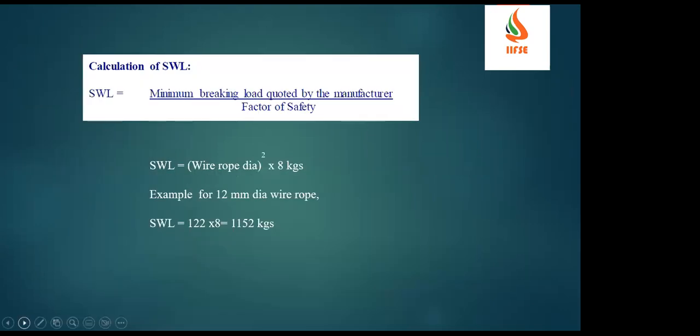Then this is the calculation of SWL for any lifting tools or tackles. You can take the minimum break load quoted by the manufacturer and the factor of safety. The manufacturer will also give this factor of safety along with the lifting tools or machines supplied. If it is a wire rope, you can use this formula: wire rope diameter squared into 8. For example, if it is a 12 mm diameter rope, the safe working load will be 1152 kgs.